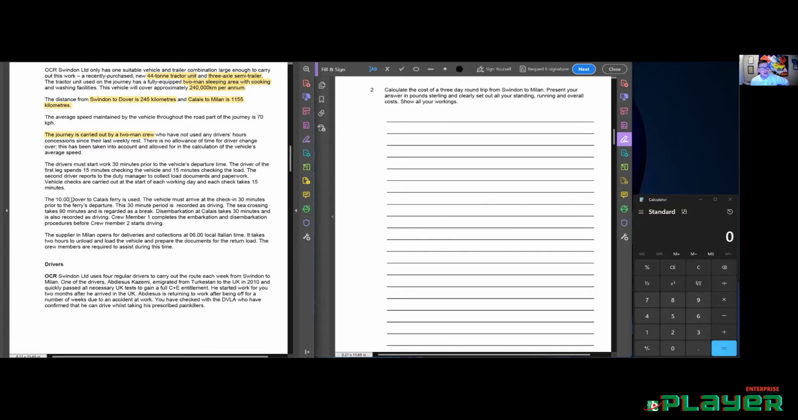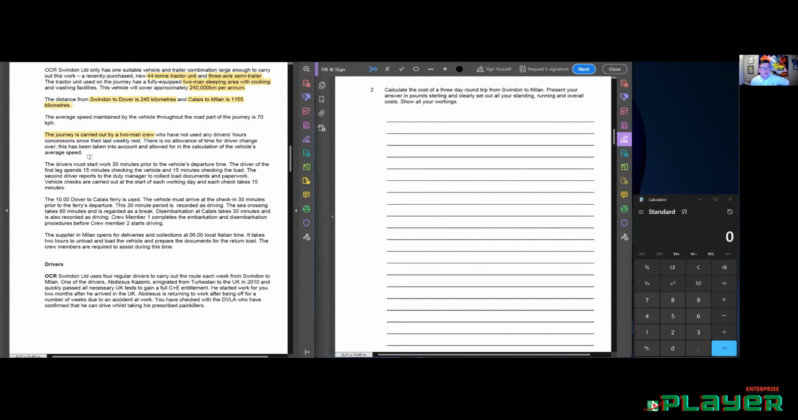The 10 a.m. Dover to Calais ferry is used. The vehicle must arrive at the check-in 30 minutes prior to the vehicle's departure. This 30-minute period is recorded as driving. The sea crossing takes 90 minutes and is regarded as a break. Disembarkation at Calais takes 30 minutes and is also recorded as driving. Crew member 1 completes the embarkation and disembarkation procedures before crew member 2 starts driving.